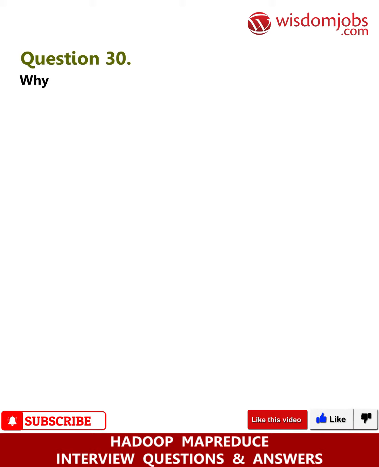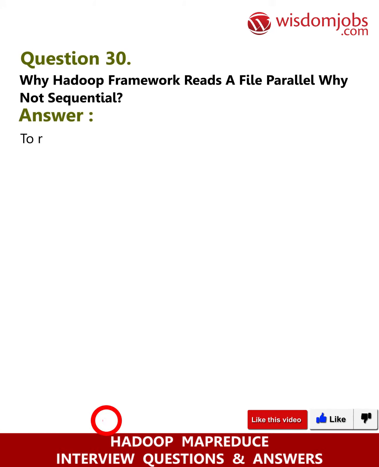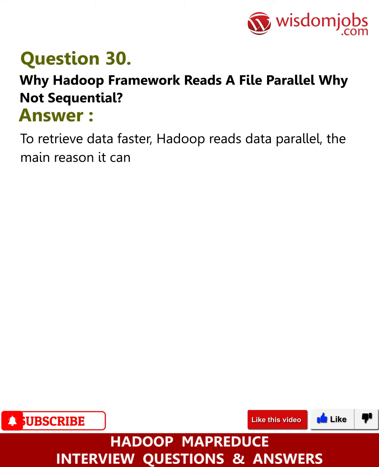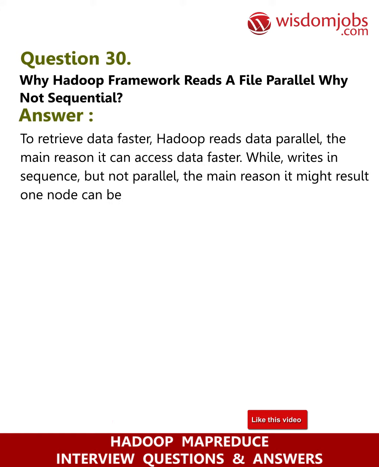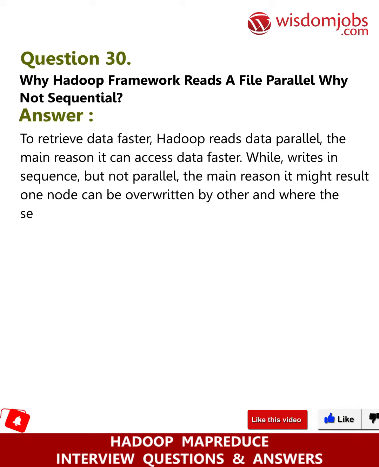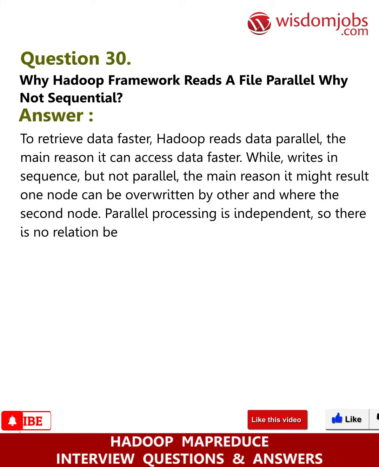Question 30. Why does the Hadoop framework read a file in parallel, and not sequentially? Answer. To retrieve data faster, Hadoop reads data in parallel. The main reason is that it can access data faster, while it writes in sequence, not in parallel. If it wrote in parallel, the data on one node might be overwritten by another, and the second node's parallel processing is independent, so there is no relation between the two nodes.